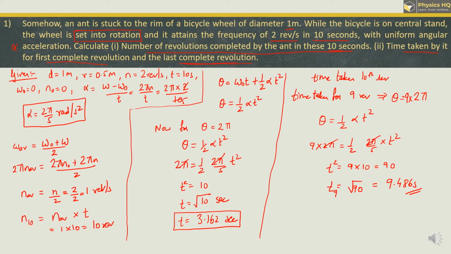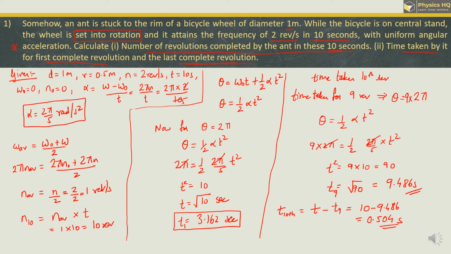We want the time taken for the 10th revolution. So the time taken for the 10th revolution is the total time that we have, and we will subtract the time taken for 9 revolutions. So what will be left is the time taken for the 10th revolution. The total time is given as 10 seconds and the time taken for 9 revolutions is 9.486. When you subtract this, you will get 0.504 seconds. So this is the answer.